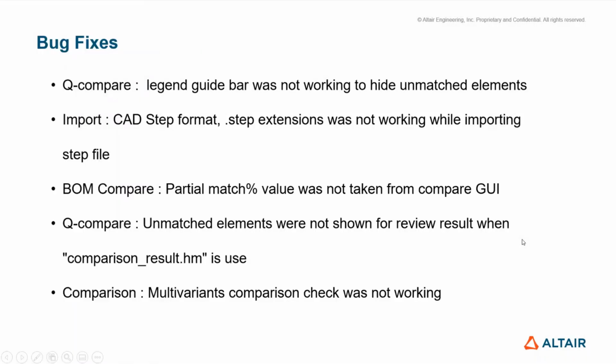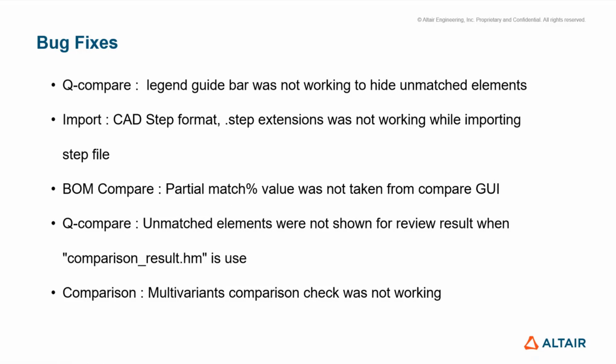The next one is some of the bug fixes which we have covered in this release. For the legend, queue comparison is also getting very popular because it's quick, faster, and the results are shown directly on the graphics. There are some issues on the legend, so that is also fixed. There was some import issue on the step data that is also fixed. In the BOM comparison, partial match percentage was not correctly calculated.